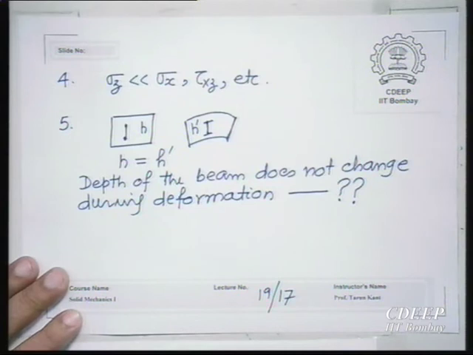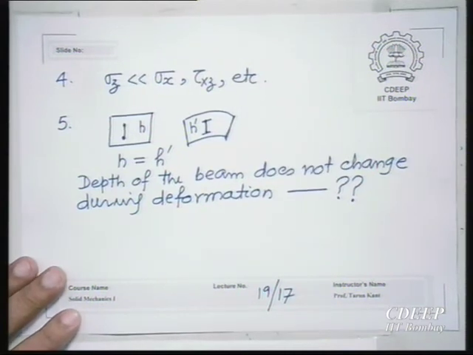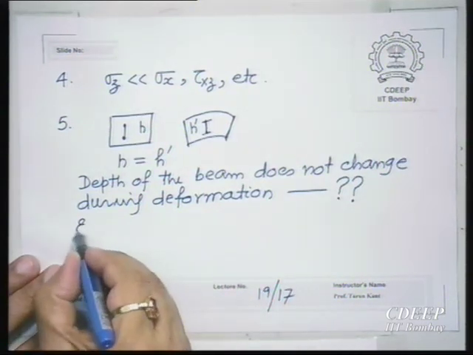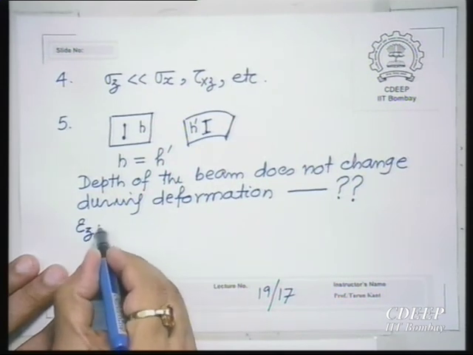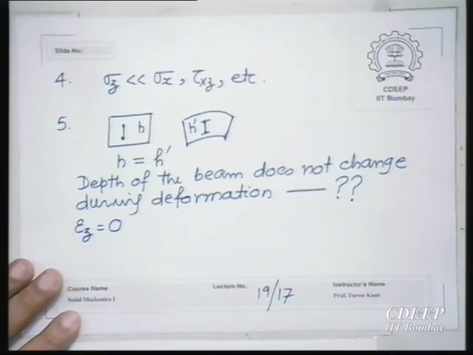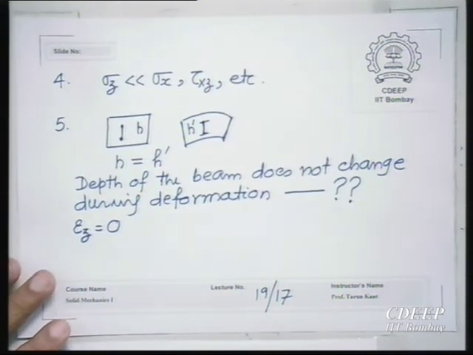See, change in length between 2 points. What is the quantity that is involved? Change in length per unit length. Strain. We assume that this one is 0. Epsilon z is 0. Okay?